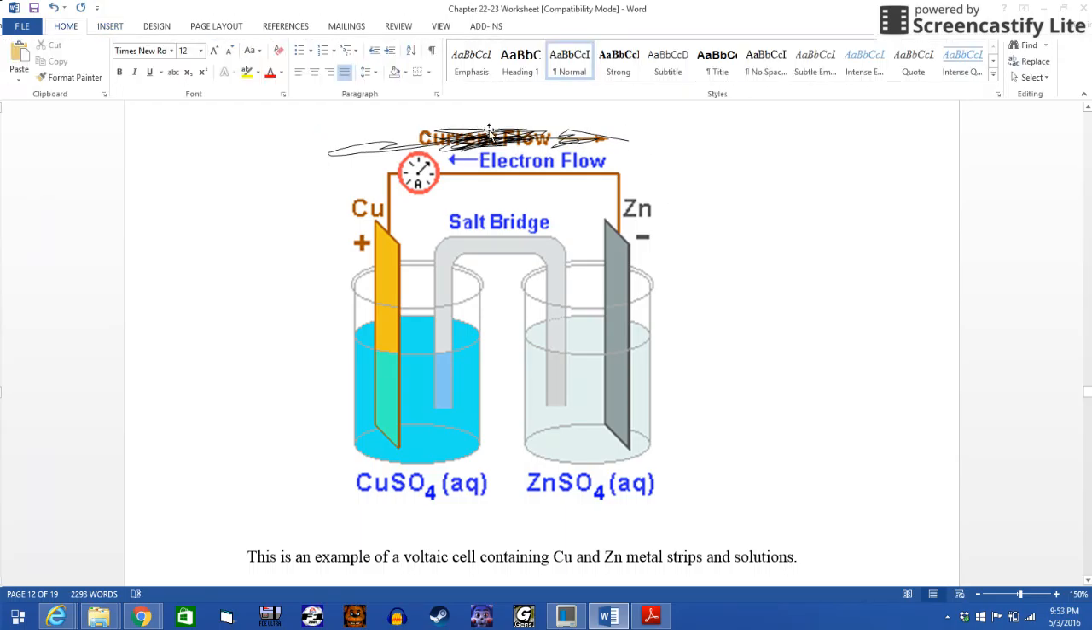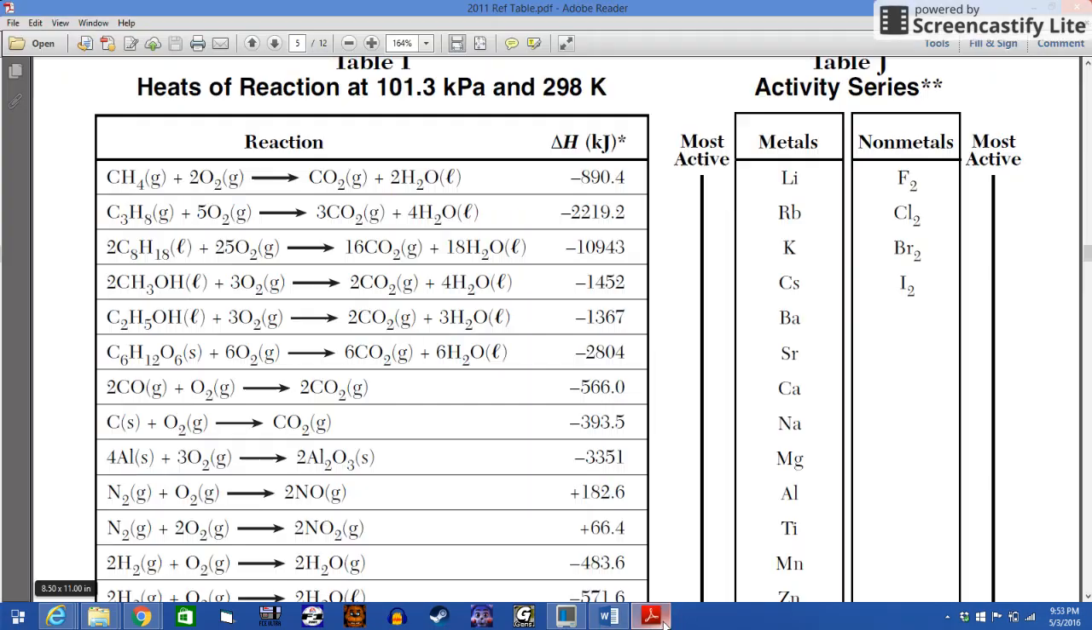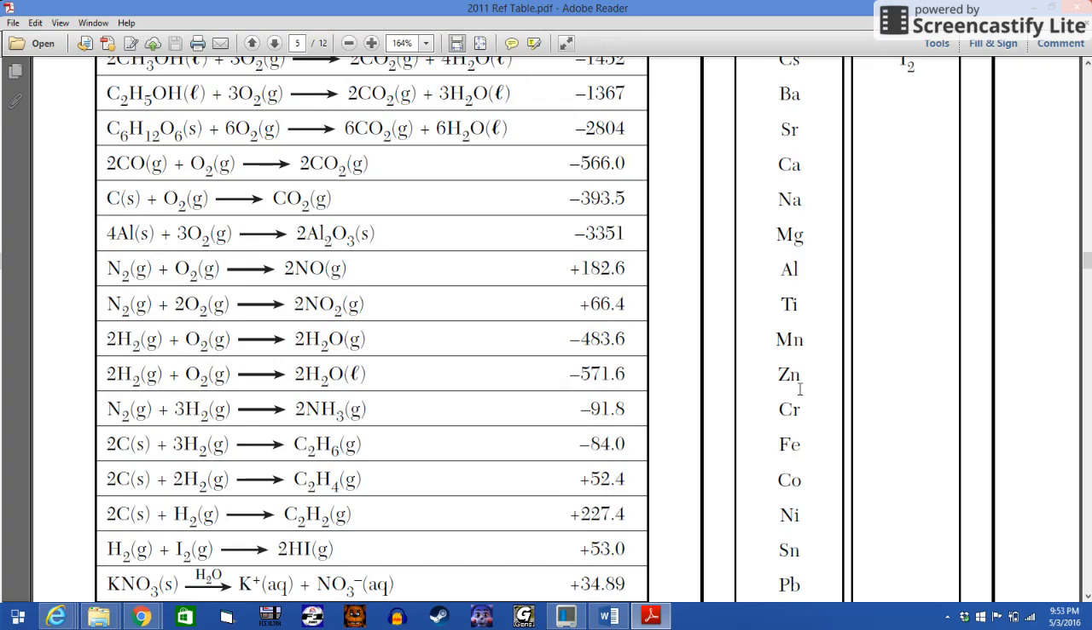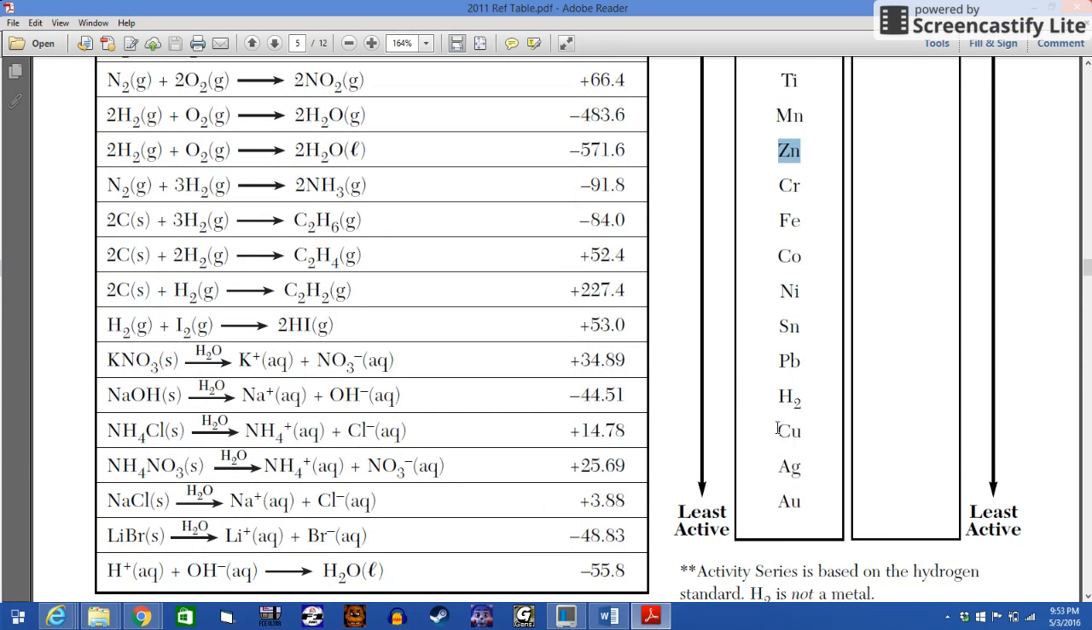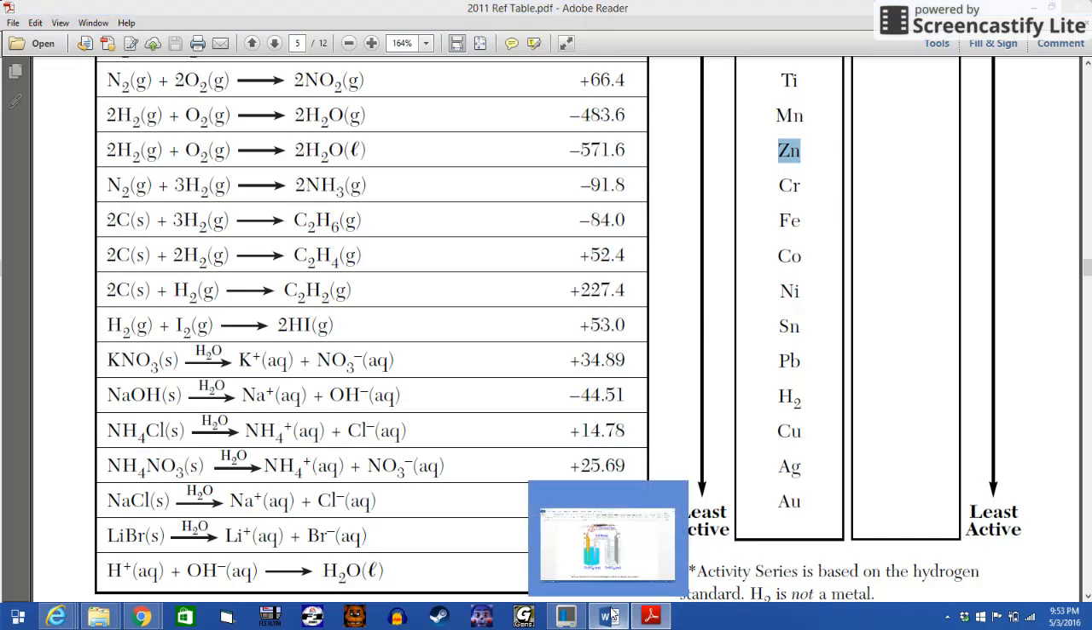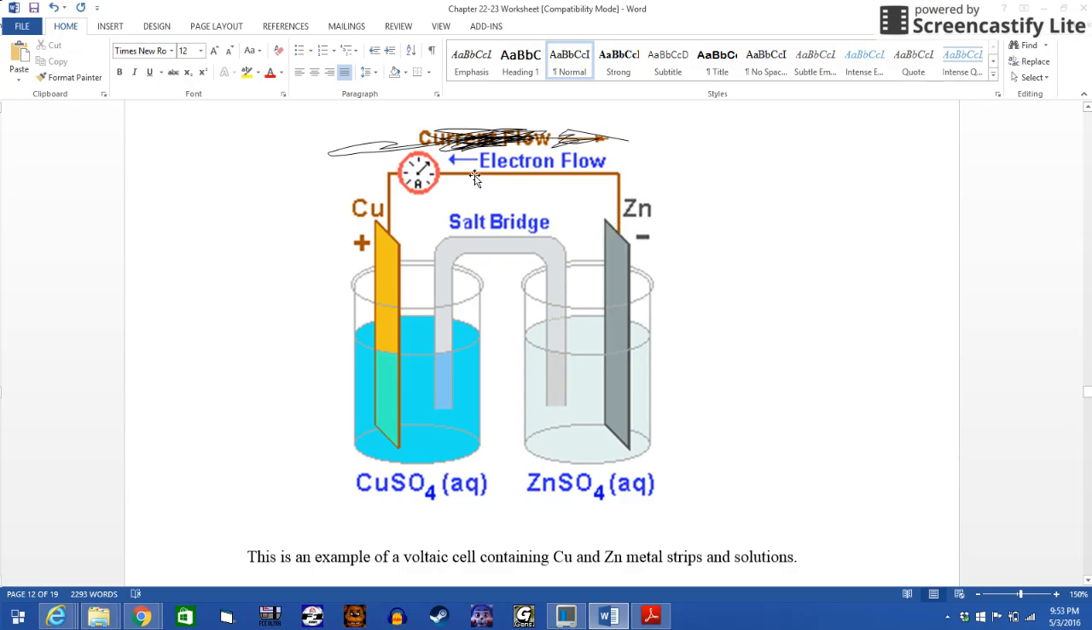Electron flow is important, but I bet you could have figured that out if I had just asked you to go to table J. Because table J would tell you that zinc is more likely to be oxidized than copper, which is down here. So the zinc should lose the electrons preferentially to copper. And that's exactly what's happening here. The electrons are flowing from the zinc to the copper.